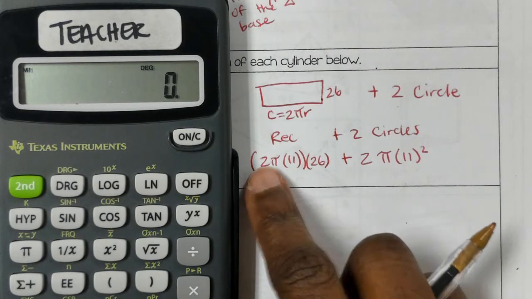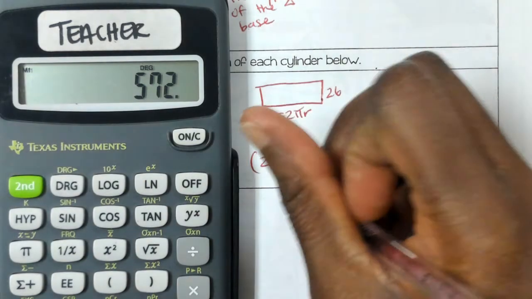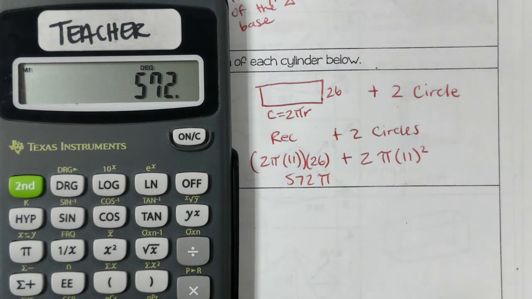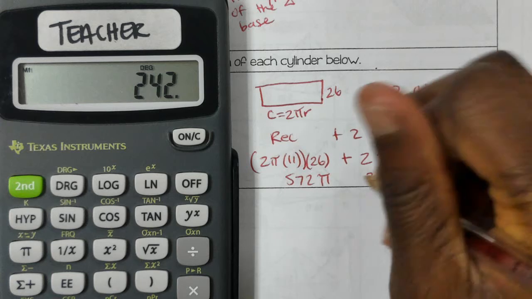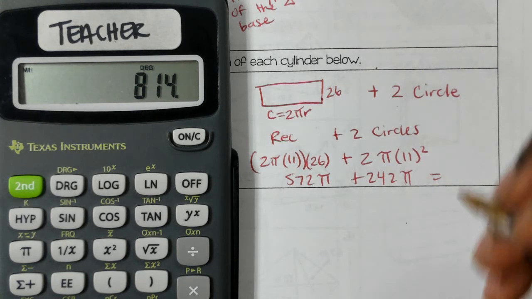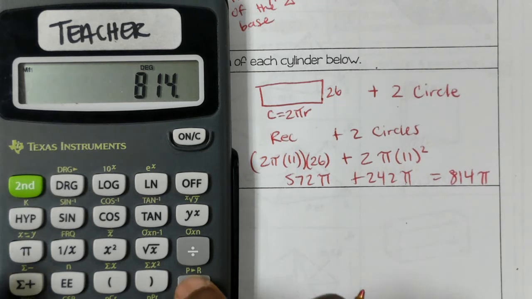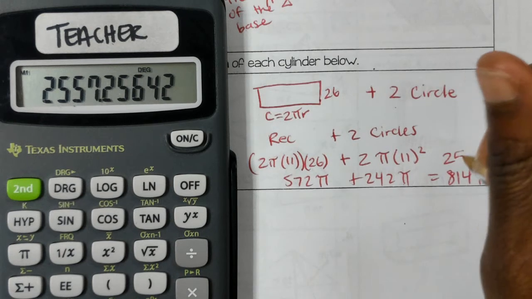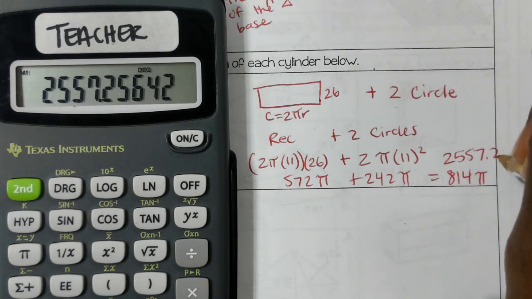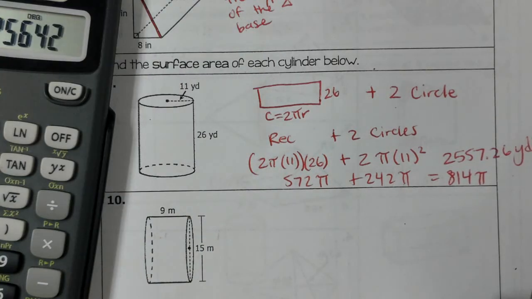So in terms of pi, I'm not going to multiply the pi part. I'm just going to do 2 times 11 times 26. So it's 572 pi. And then 11 squared times 2 is 242 pi. So then I add the 242 and the 572, it's 814 pi. Okay, so that's my answer in terms of pi. Multiplying that by pi gives me my answer as a decimal to the nearest hundredth as 2,557.26 yards squared.